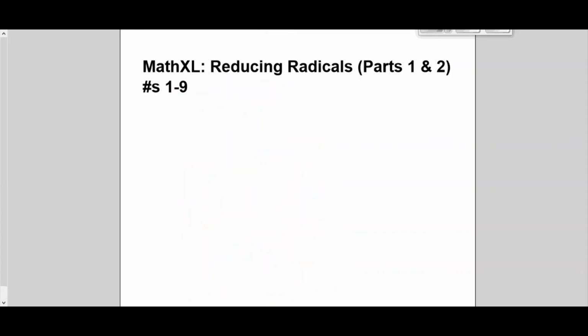So after viewing this, you should be able to start the reducing radicals assignment in MathXL. It's called Reducing Radicals Parts 1 and 2. You should be able to do the first half of that assignment, numbers 1 through 9.